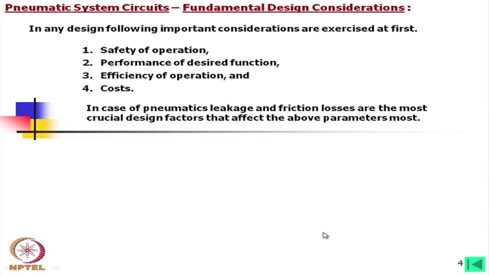In case of pneumatics, leakage and friction losses are the most crucial design factors that affect the above parameters most. That means, to minimize, say, even the cost factors, we have to make the system as much as possible leakage free. But in pneumatic systems, although sealings are used, there is still a possibility of leakage.